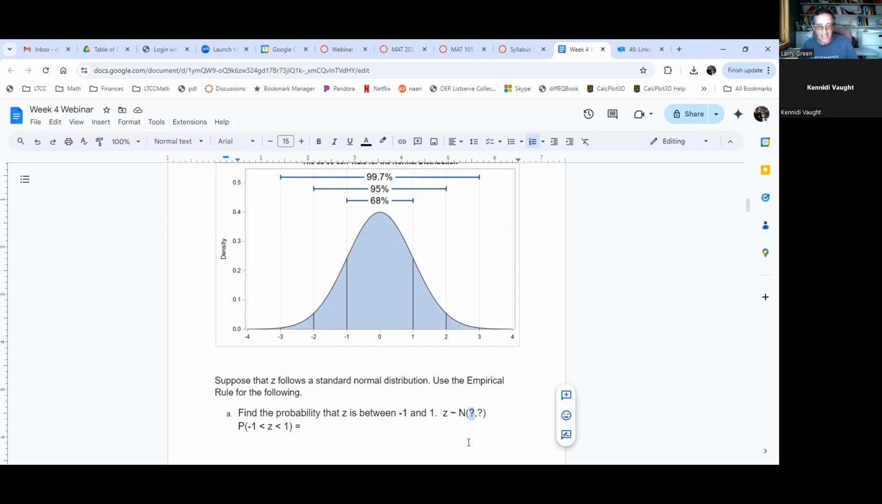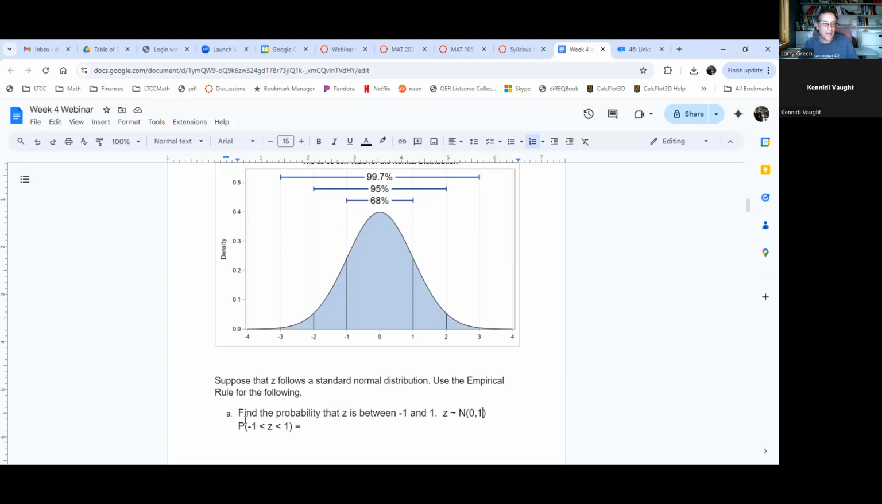The first number is the mean. In this case, the mean is 0. And the second number is the standard deviation. So when you have a normal distribution, the first number is the mean, the second number is the standard deviation. In this case, it's 1. Remember, if you have a uniform distribution, the first number is the left and the second number is the right. So it really changes with normal.